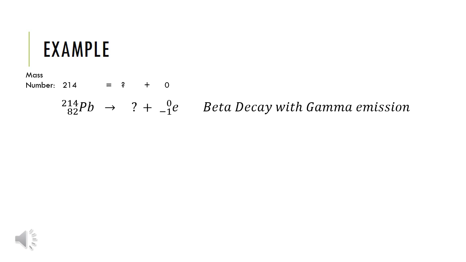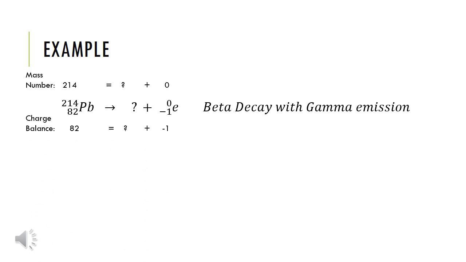So let's start with the mass number to figure out what this is. The mass number of lead is 214, so 214 has to equal something plus 0. So the 0 is because the relative mass of an electron or a beta particle is 0. So 214 equals 214 plus 0. So I know that the mass number will stay the same for our mystery element.